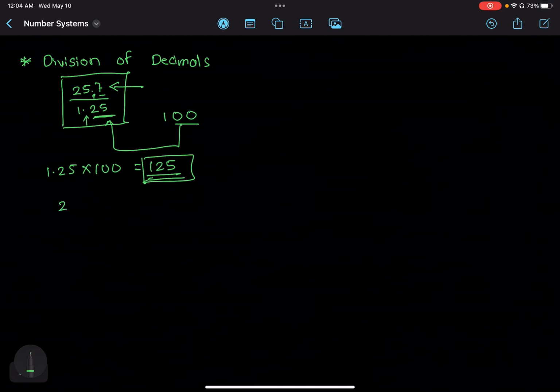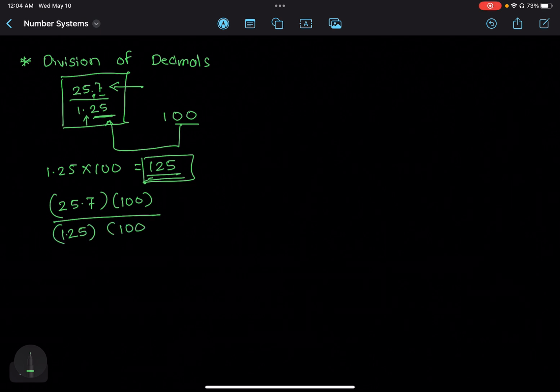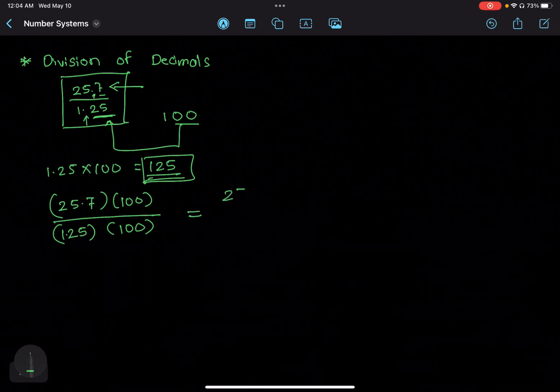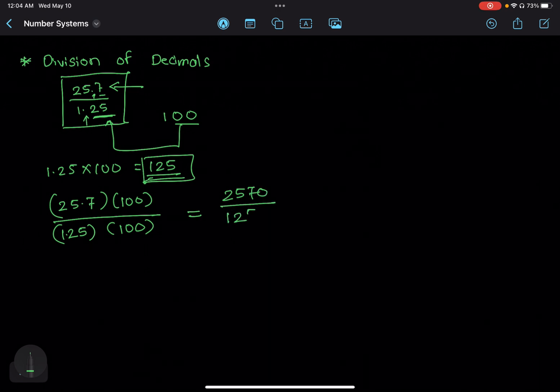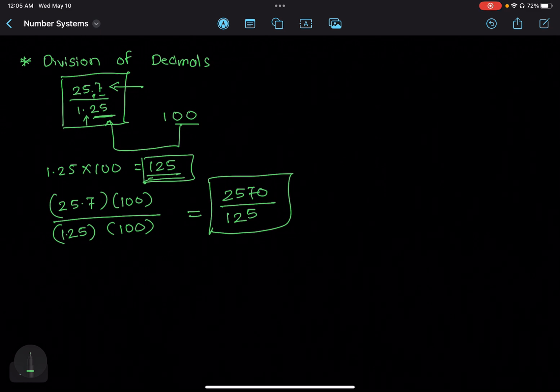Similarly, let's perform this calculation here. Multiply by 100 and divide by 1.25 multiplied by 100. So the answer we will have is 2570 divided by 125. I hope we understand this because we are multiplying 100 with 25.7 and 100 with 1.25.